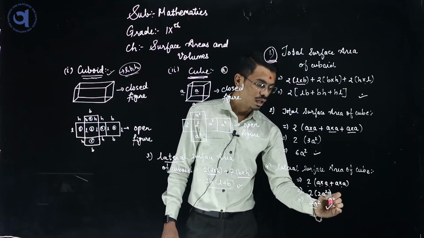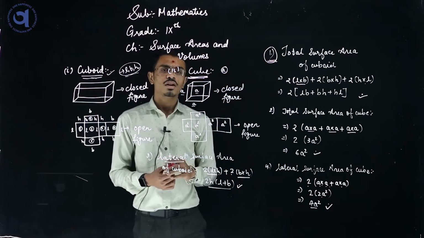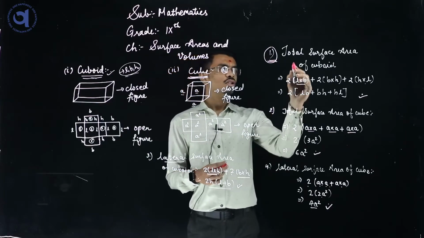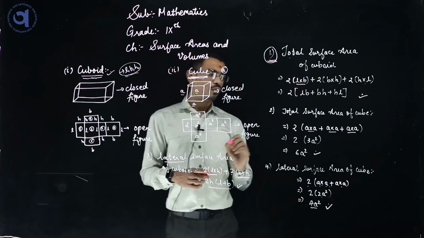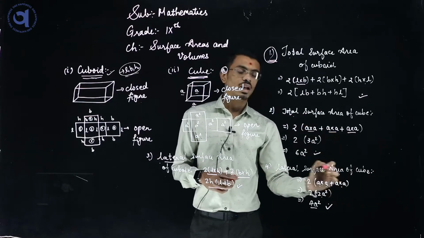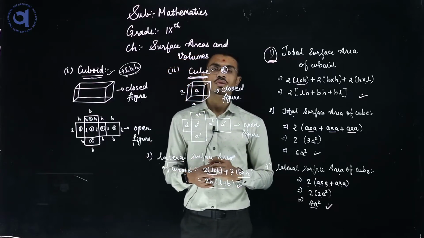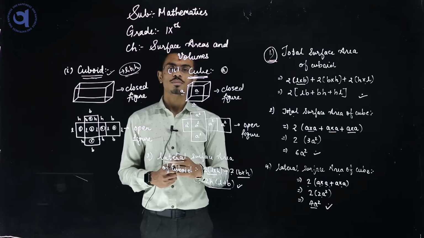So this will be the lateral surface area of a cube. So 4 formulas are there for the two shapes, that is cuboid and a cube. For cuboid it is total surface area and next is the lateral surface area. Similarly for cube it is the total surface area and lateral surface area of a cube. In different examples we will be using these formulas to find the different measurements of length, breadth and height.